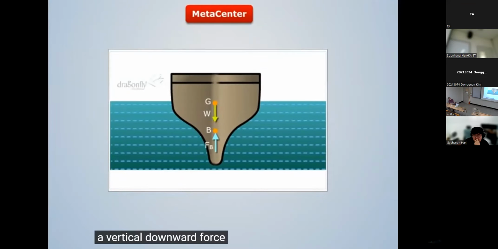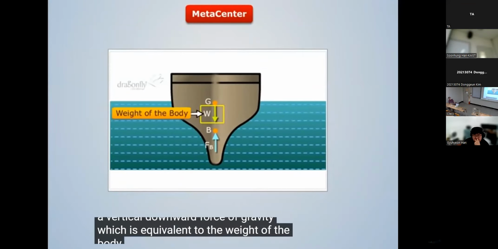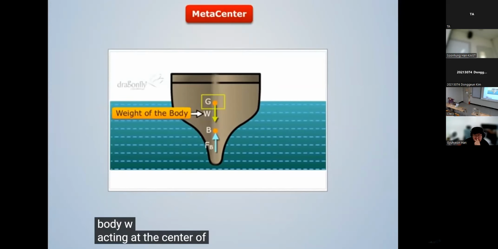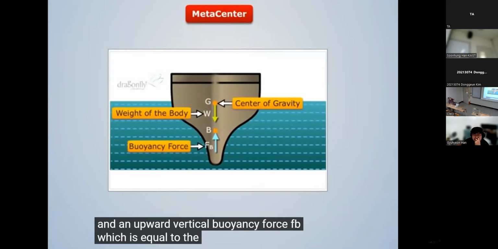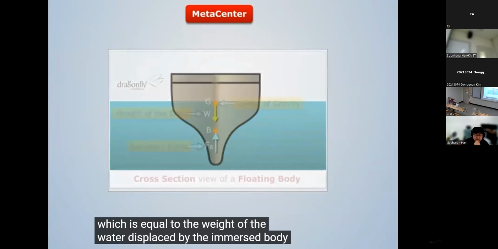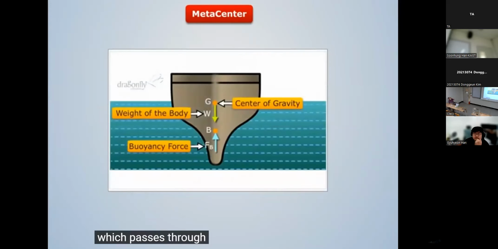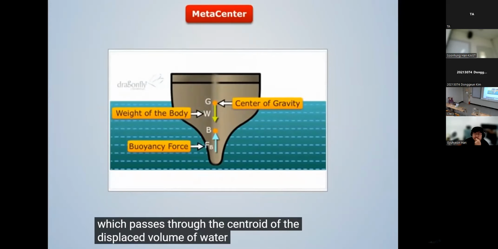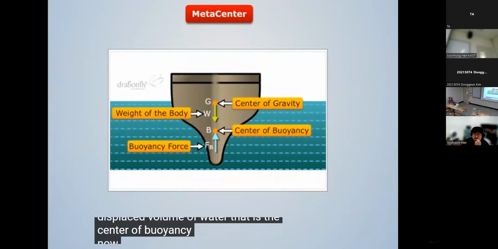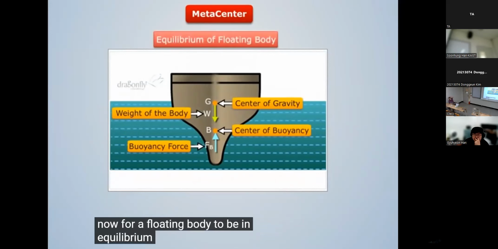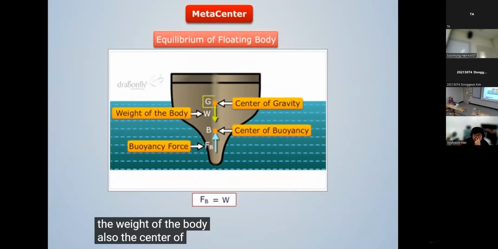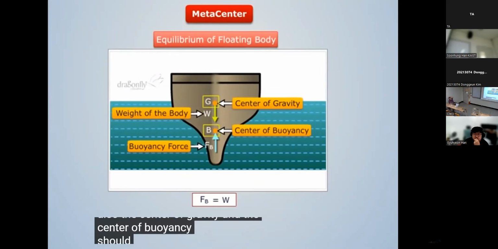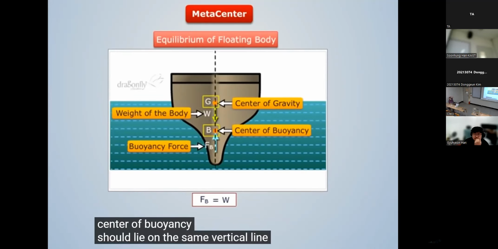A vertical downward force of gravity, which is equivalent to the weight of the body, W, acting at the center of gravity, G, and an upward vertical buoyancy force, FB, which is equal to the weight of the water displaced by the immersed body, which passes through the centroid of the displaced volume of water, that is, the center of buoyancy. Now, for a floating body to be in equilibrium, the buoyancy force should be equal to the weight of the body. Also, the center of gravity and the center of buoyancy should lie on the same vertical line, called the center line, BG.